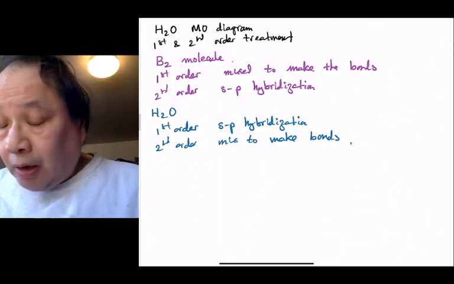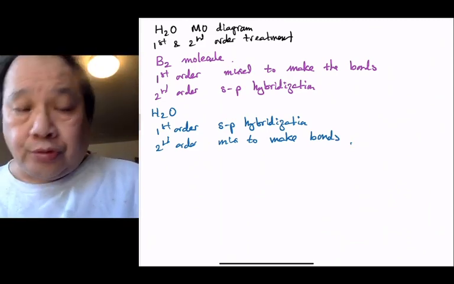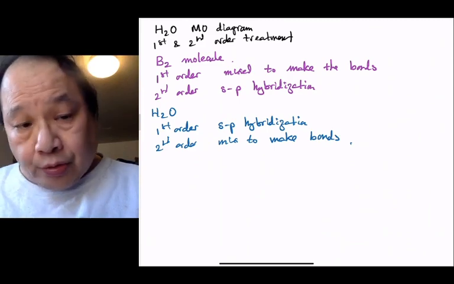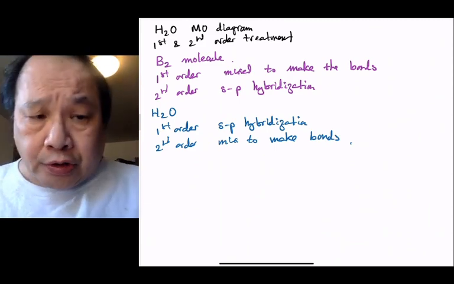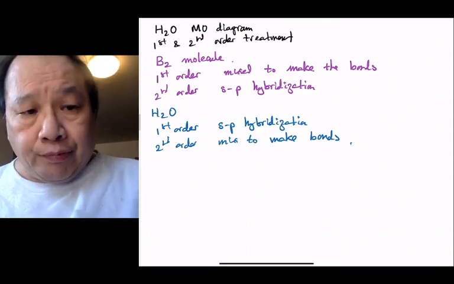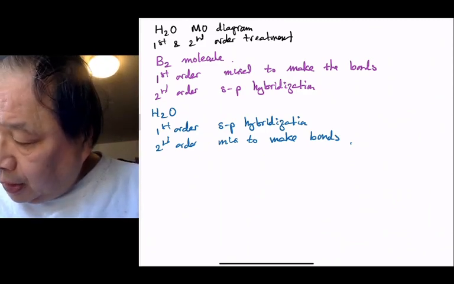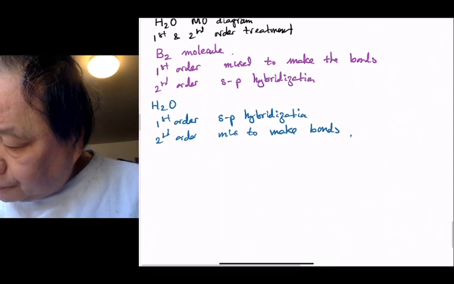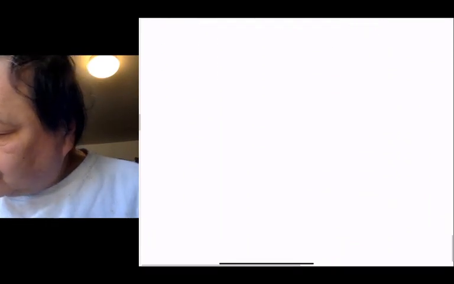If I give you a problem in the final which asks you to make an MO diagram with first and second order mixing, I'll tell you which I want to be done first: if I want sp hybridization to be done first, or if I want to mix to make the bonds first. Okay, so let's go straight to doing the first order diagram for water.